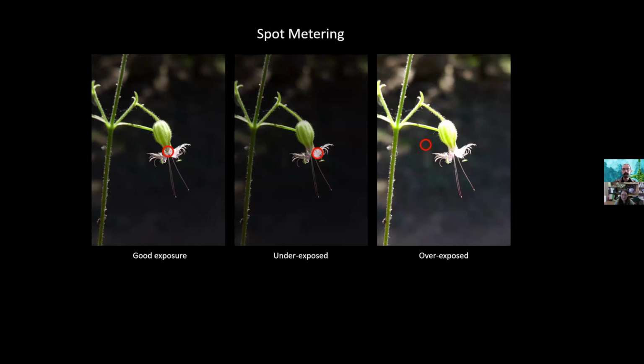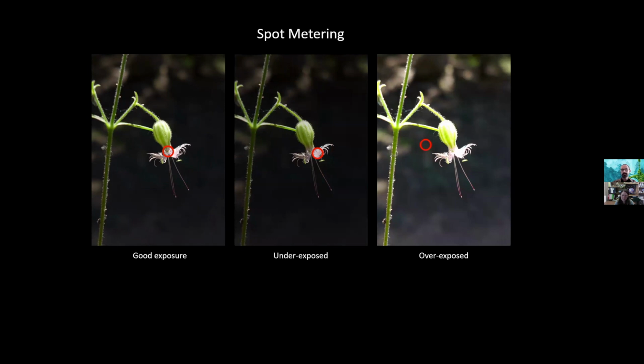So an example of that, if we were to use spot metering, so you're just metering on a tiny area on the left where it says good exposure, it's metering on a little bit of dark and a little bit of light. So it's trying to find that balance between them, and it's getting a good exposure from that.